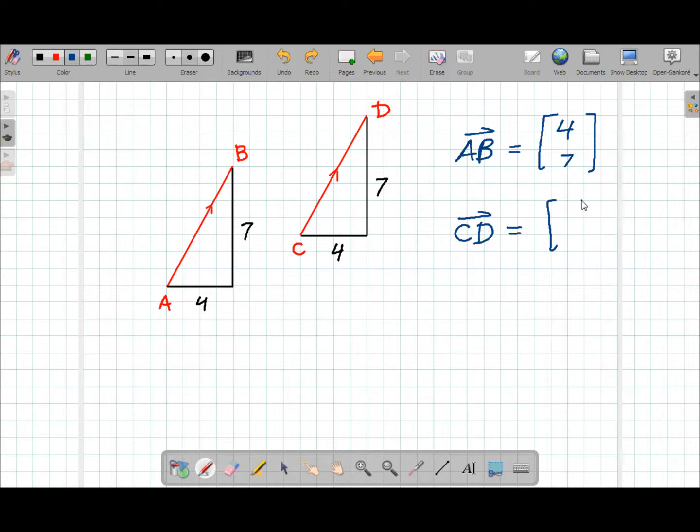Four, 7. Hence AB vector is equal to CD.